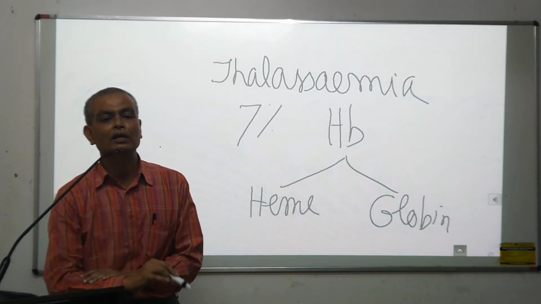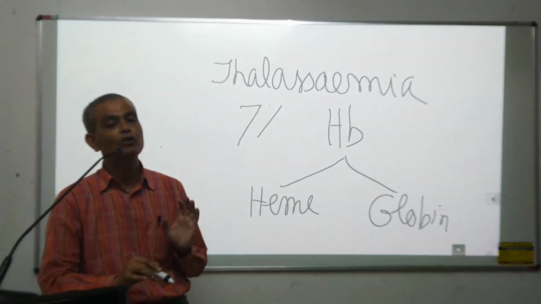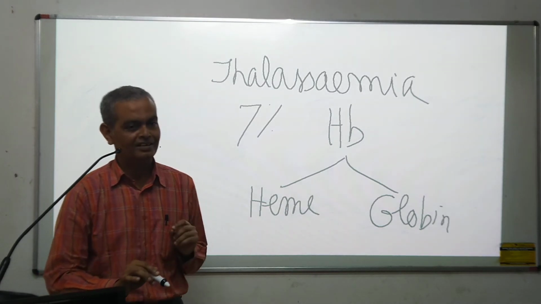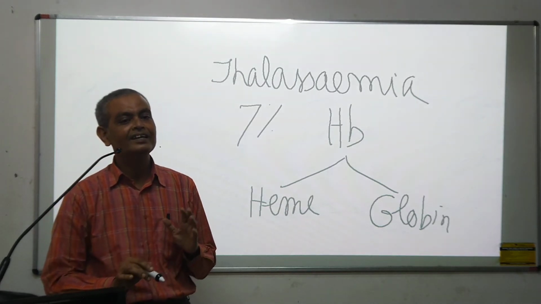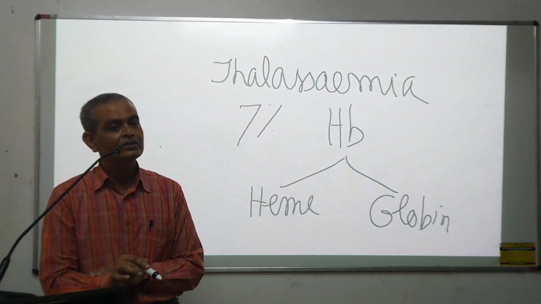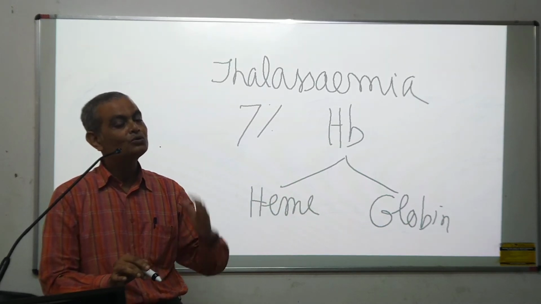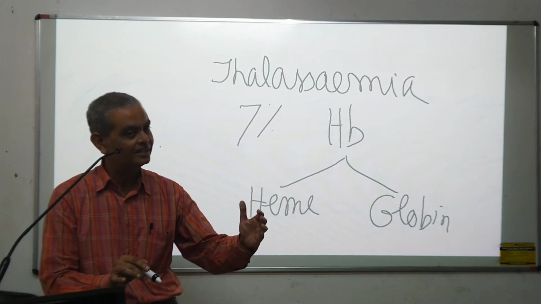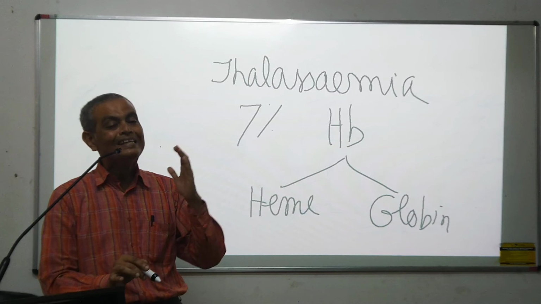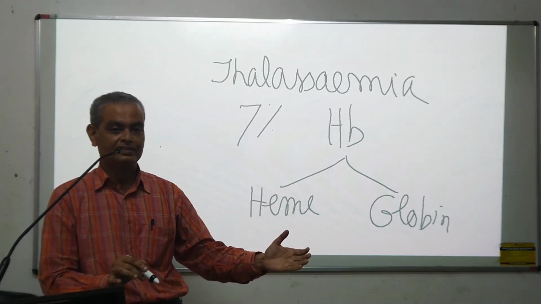Each hemoglobin molecule has two parts. One is the heme component and another is the globin component. Okay, think about a chair. In a chair, there are four supports, 4 legs. So 2 legs are in the front and 2 legs are in the behind: 2 small legs and 2 larger legs. Similarly, in our hemoglobin, there are 2 beta chains which are smaller and 2 alpha globin chains.